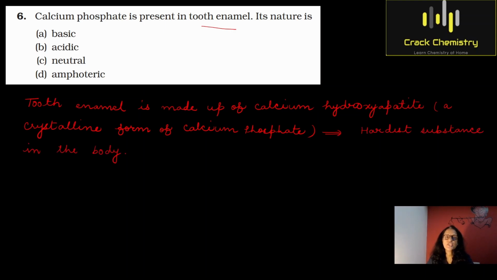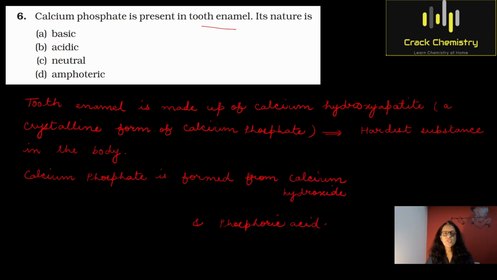Now we will discuss the nature of calcium phosphate. Students, calcium phosphate is a salt which is formed from calcium hydroxide and phosphoric acid. Phosphoric acid is a weak acid and calcium hydroxide is a slightly stronger base. Now it's clear that calcium phosphate, which is formed from a weak acid, phosphoric acid, and a slightly stronger base, calcium hydroxide, will be basic in nature. So option A is the correct option.